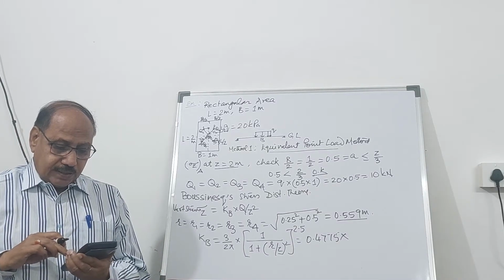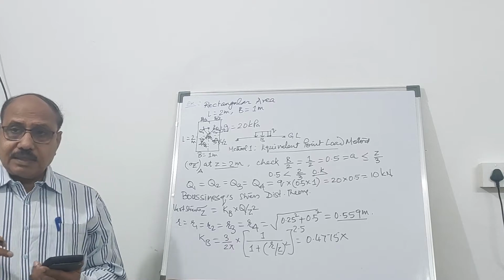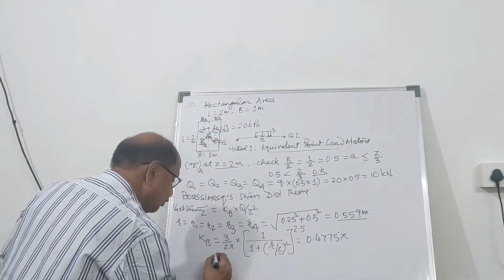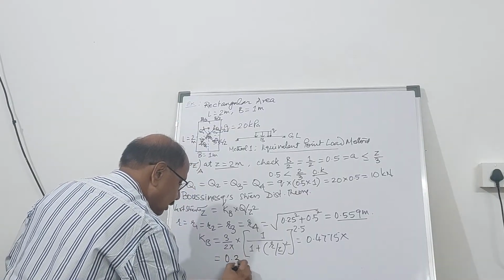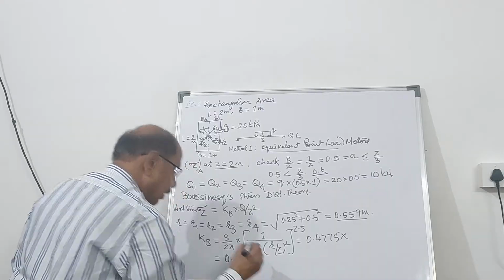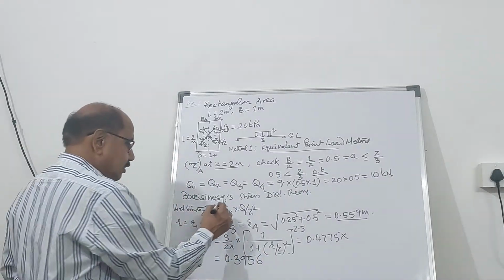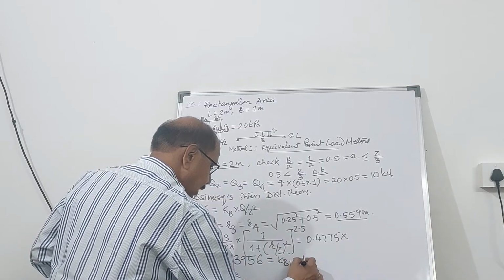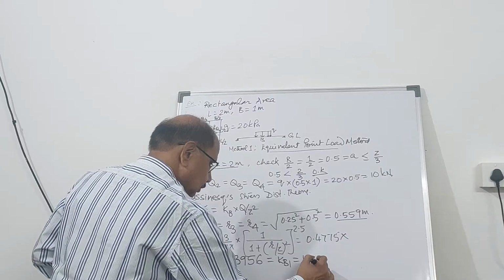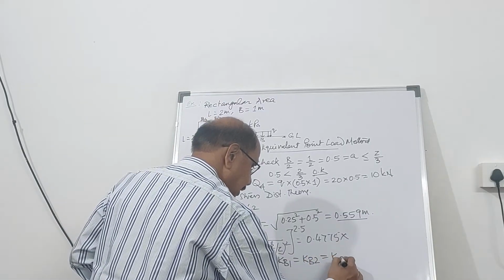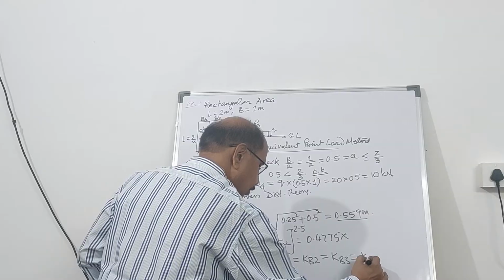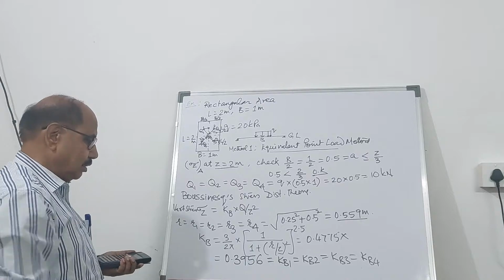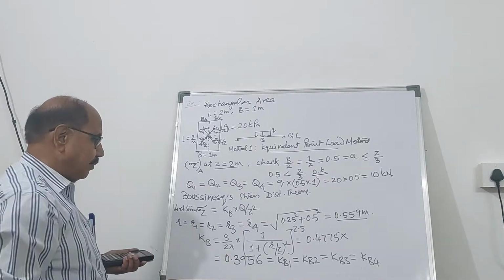So finally the answer comes out as 0.3956. So the value of kb is 0.3956. Now kb is known to us. This will be equal to kb1 equal to kb2 equal to kb3 equal to kb4, because R is equal. So we have got this value of kb.